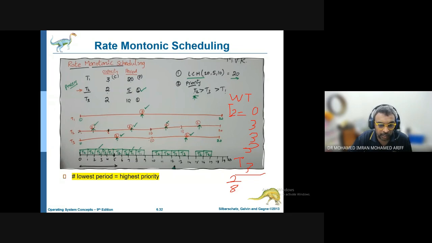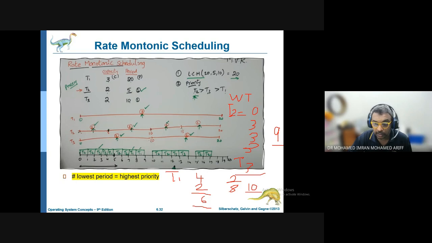T1 masuk at 4. Sampai habis, sampai 5. Okay. Then dia masuk balik at 7. So 5 and 7, 2 seconds. Sampai 9. Okay, habis. Habislah. Alright. So this is 6. This is 10. This is 9. So the waiting time for T2 is 9 seconds. The waiting time for T3 is 10 seconds. The waiting time for T1 is 6 seconds.